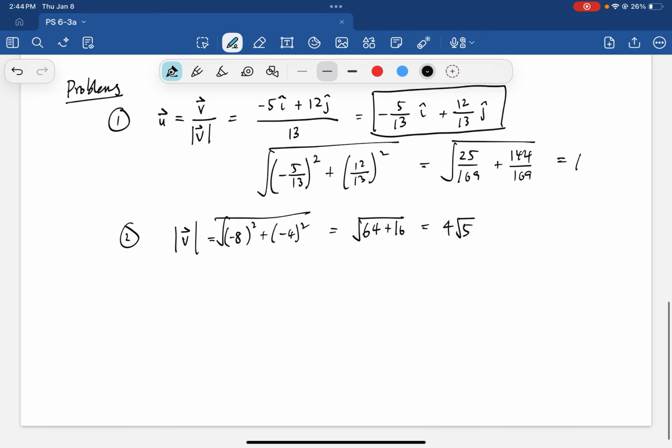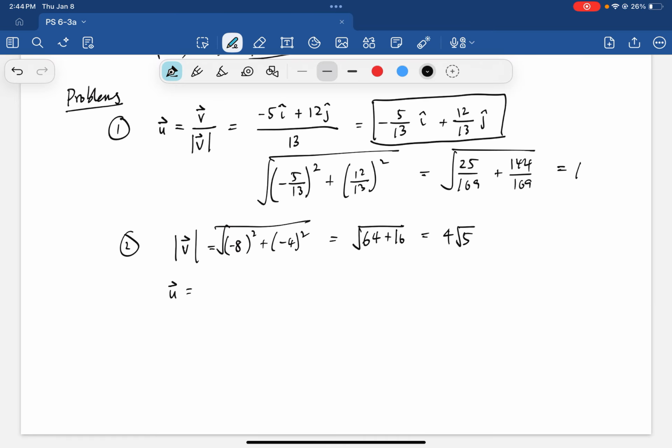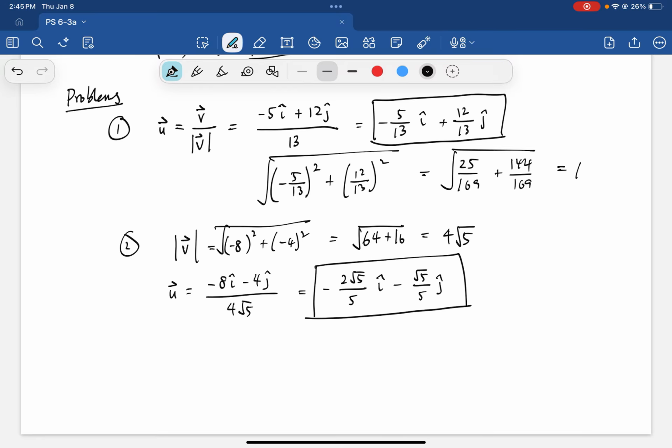I think that's correct. And so that means that this unit vector is equal to -8i minus 4j over 4 root 5. So after you simplify this, you're going to get -2 root 5 over 5 i minus root 5 over 5 j. And then for both of these questions, you're certainly allowed to put this in component form as well. But I'm not going to write it twice for everything.